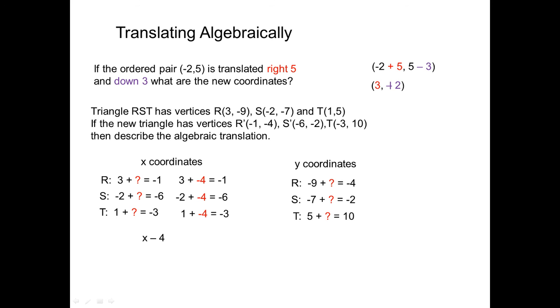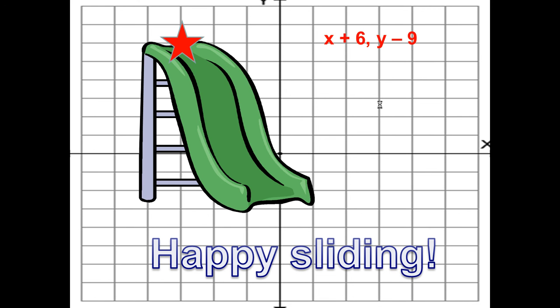So again, remember what happened on each one of the vertices has to be consistent. And so we have 5. Negative 9 plus 5 is negative 4. Negative 7 plus 5 is negative 2. And 5 plus 5 is 10. So my y translation is y plus 5. So when I want to write the algebraic translation of how I went from R to R prime, I have x minus 4 and y plus 5. So remember, you're just sliding, and even though they're now going to give it to you in more of an algebraic format, you can do it.